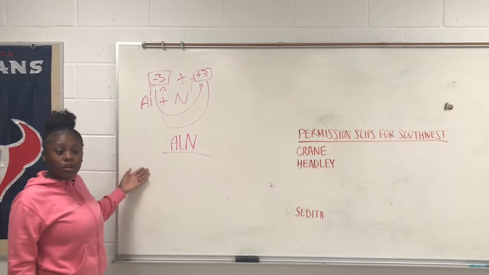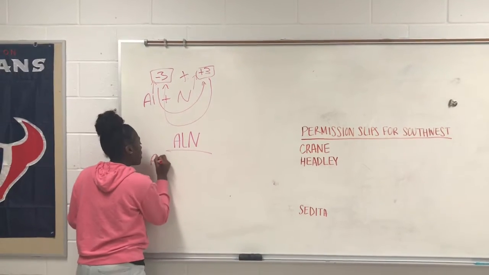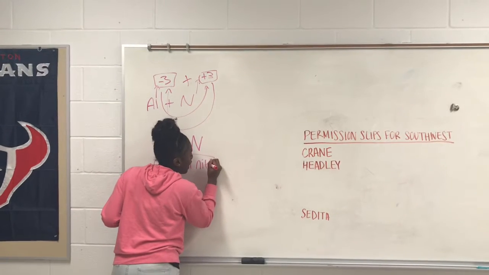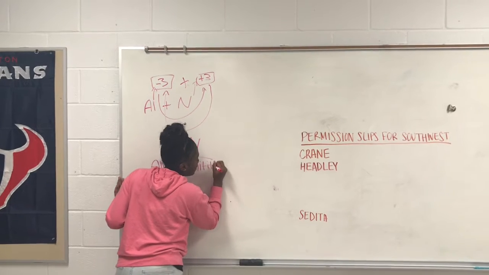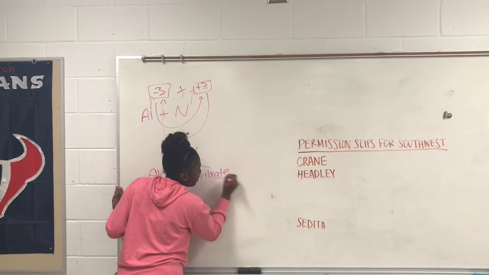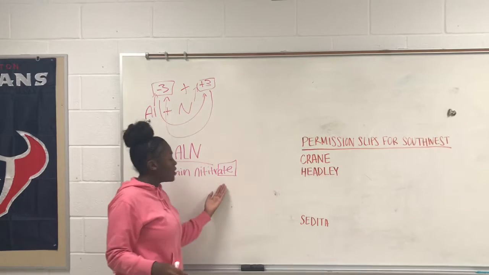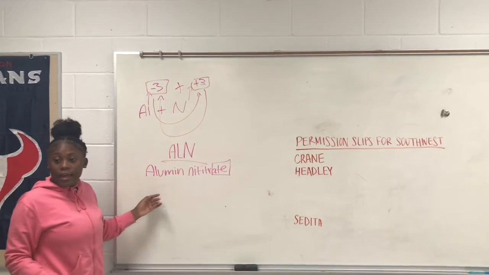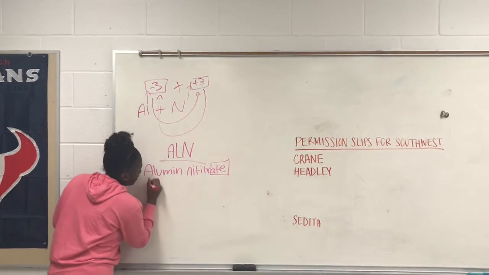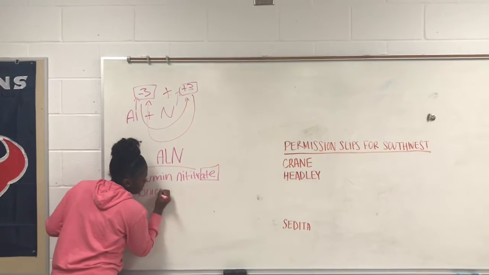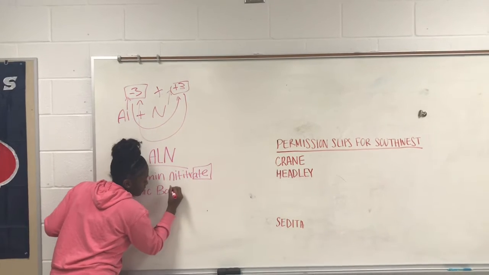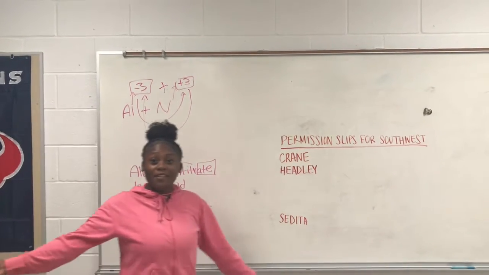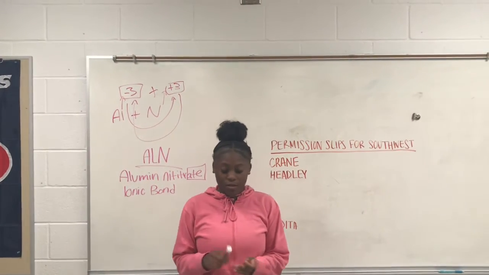And now I will show you the name, which would be aluminum nitride, which then the prefix would be none. And that would be an ionic bond. Now my partner will show you the next one.